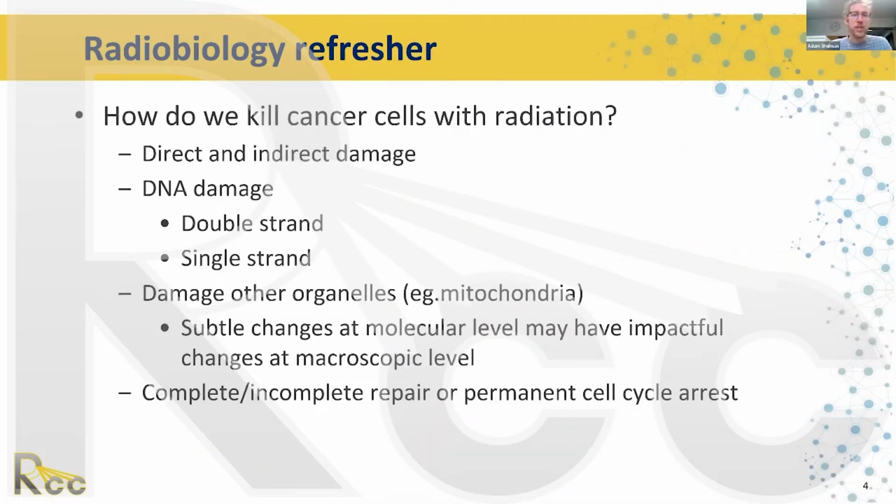So, Radiobiology Refresher. We'll have a number of slides over this, and we'll go over the number of methods by which cells actually die and why some are more radiosensitive than others. So how do we kill cancer cells with radiation? There's direct and indirect damage. There's DNA damage, so you can have double-strand breaks or single-strand breaks. There's damage to other organelles, such as mitochondria. So if you damage an important organelle, the cell could die as well. Subtle changes at a molecular level may have impactful changes at a macroscopic level. Complete and incomplete repair, or permanent cell cycle arrest.